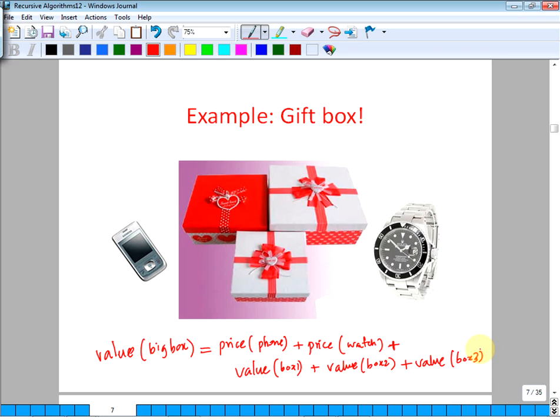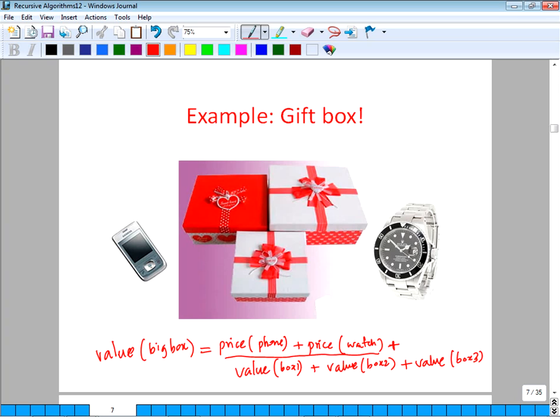So somebody asks value of big box, you respond with this equation. Obviously price of the phone and price of the watch we know, right? So let's say we know at least. Price of the phone, let's say $300, and the price of the watch, $200. This whole portion works out to be $500. So 500 plus value of box 1 plus value of box 2 plus value of box 3, right? You cannot simplify any further because we have no clue what's inside box 1, box 2, box 3.